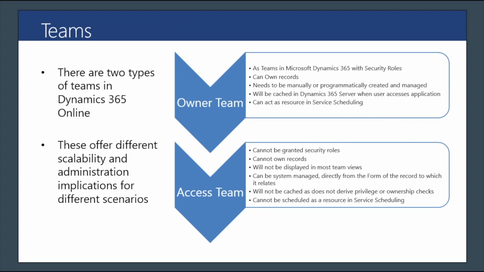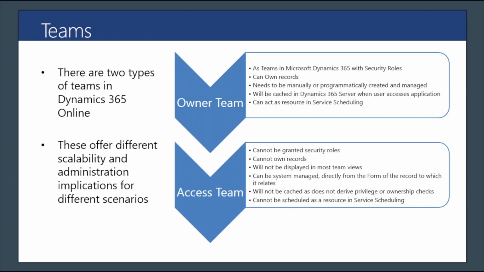Now, as I mentioned earlier, there are two types of teams in the system. There are owner teams and access teams. These offer different scalability and allow you to achieve different objectives within the system. Okay. So with an owner team, as implied by the name, they can own records in the system. They must have a security role assigned in order to own records. They can have 0 to many members. They can also be used as a resource in service scheduling.